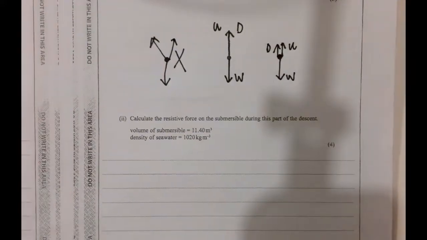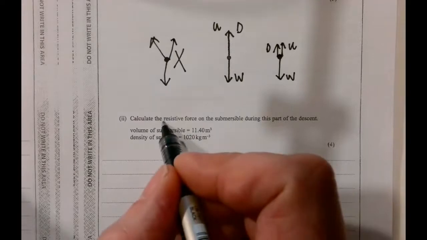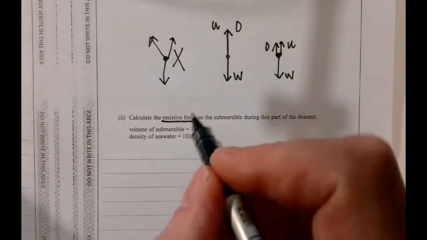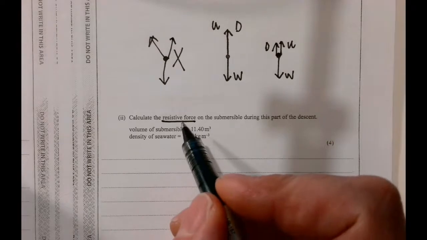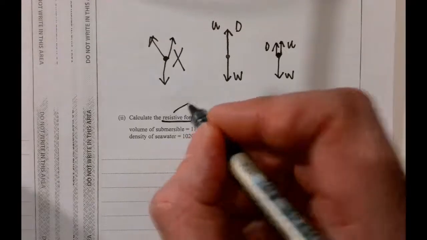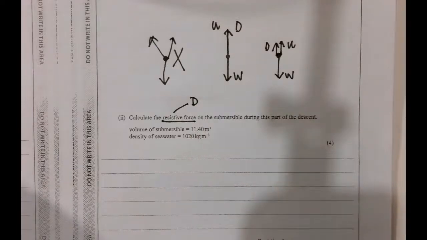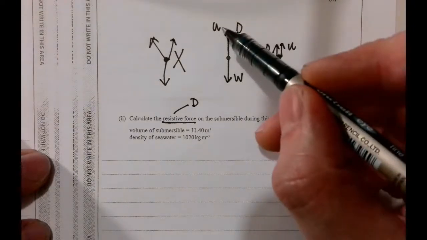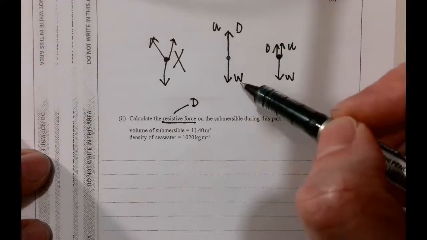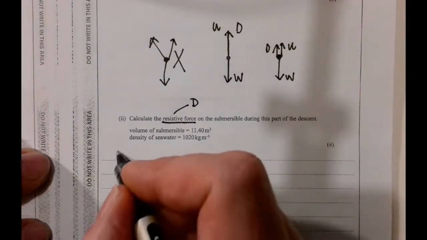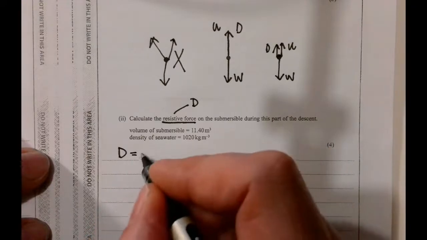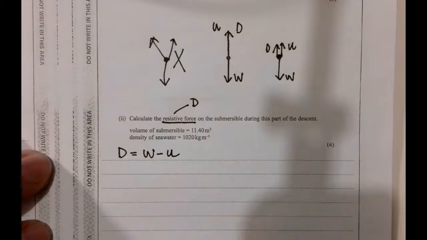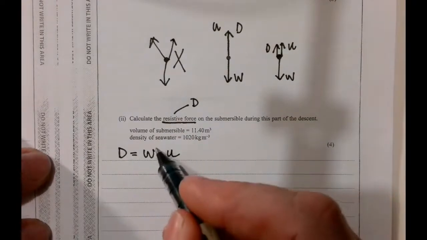Okay, next part of the question was pretty easy, as long as you realised what they meant by resistive force. That's basically water resistance, and in our context, water resistance is the drag. So we're being asked to calculate the drag on the submersible. If you glance at the diagram, up thrust plus drag equals weight. So that means that the drag must equal the weight minus the up thrust. So that should be quite easy.